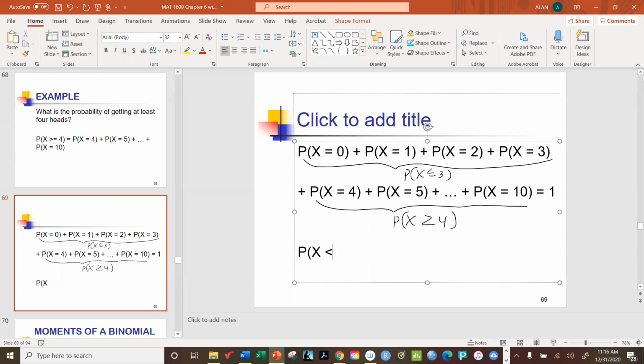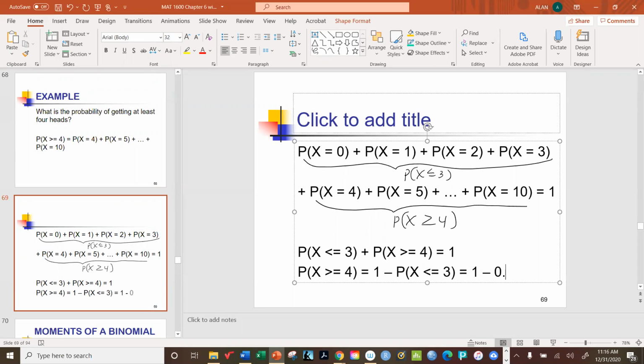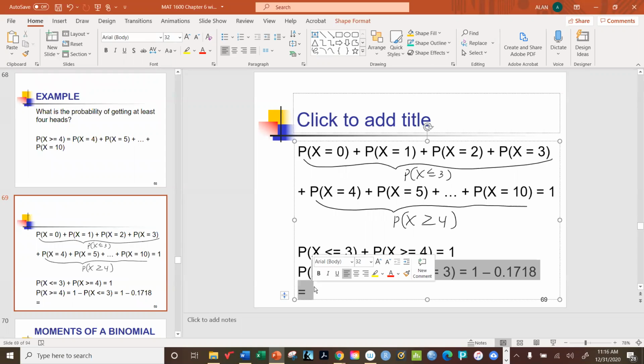Wait, let me write it like this. So that implies that what I'm actually looking for is just 1 minus the probability that x is less than or equal to 3, which we just happen to already know the answer to. Oh, how clever. So 1 minus that is 0.82.